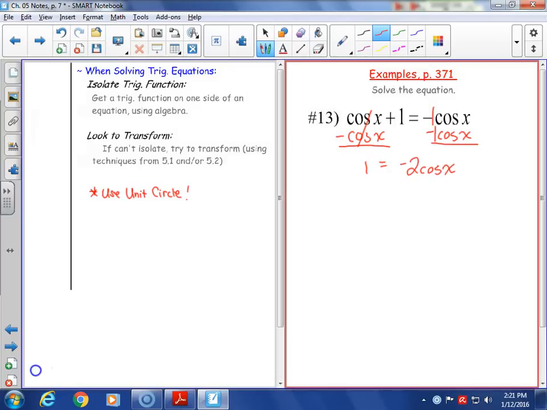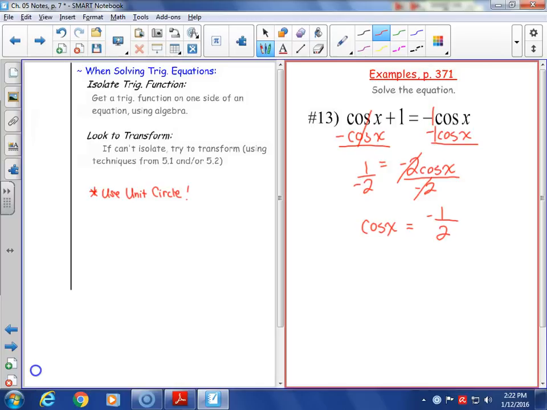Solve for cosine by dividing both sides by? And you get cosine of x is equal to, you guys agree? Yeah. Am I done? No. But have I gotten the trig function alone? Yeah. Okay, eyes up here on the board.